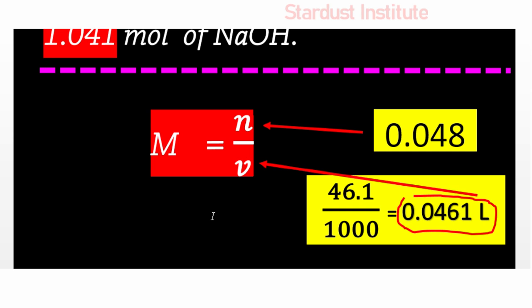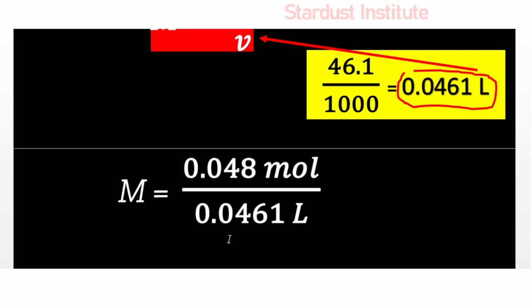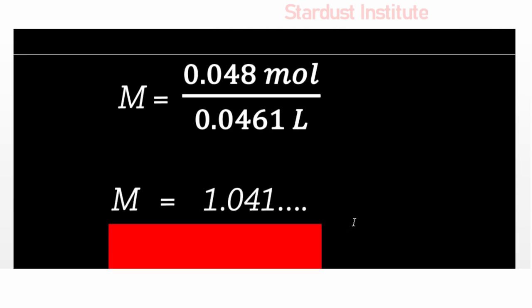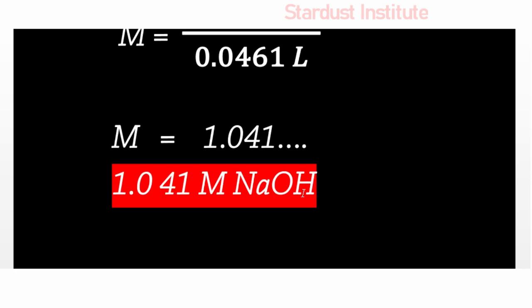Let's substitute these values into the formula. 0.048 mole divided by 0.0461 liters. Then we get molarity 1.041. Three decimal places are enough. I use my calculator. The answer: 1.041 molarity.